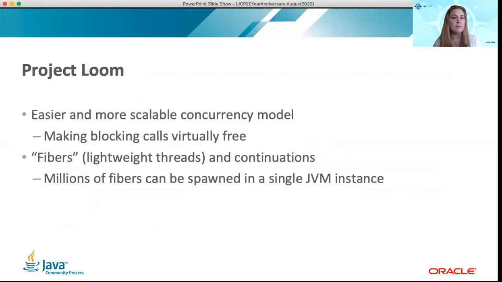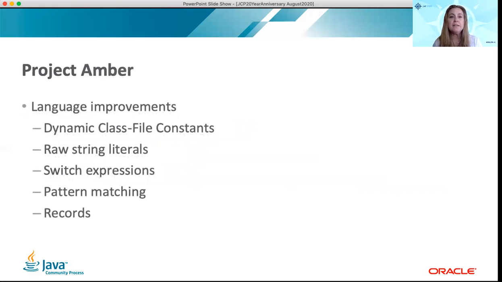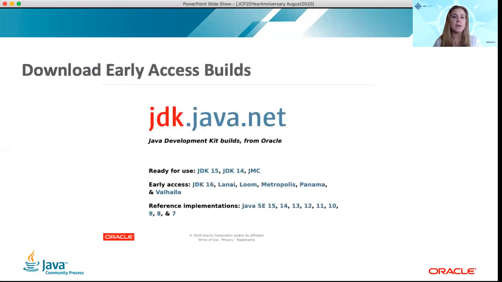And Project Loom is not a new project, but it was looking at an incremental improvement to the concurrency model. It has a big idea of being able to take millions of fibers and spawn them into a single JVM instance. And finally, Project Amber. So Project Amber is a collection of small language improvements. A couple of the ones that I called out that are being introduced over the last few versions of the Java platform are switch expressions, pattern matching, and records, for example. So things will continue to come out of Project Amber that make language improvements to Java.